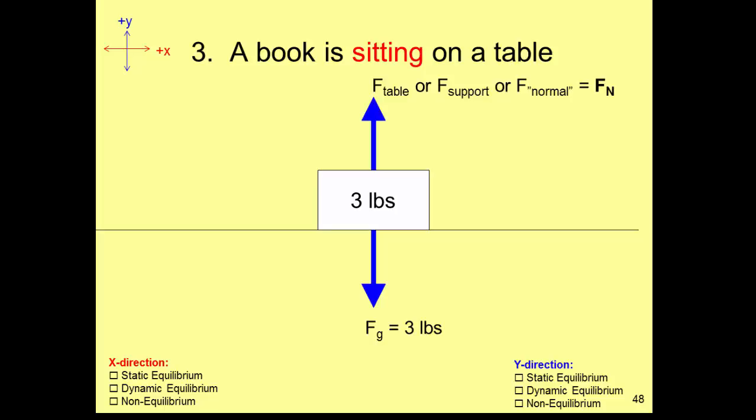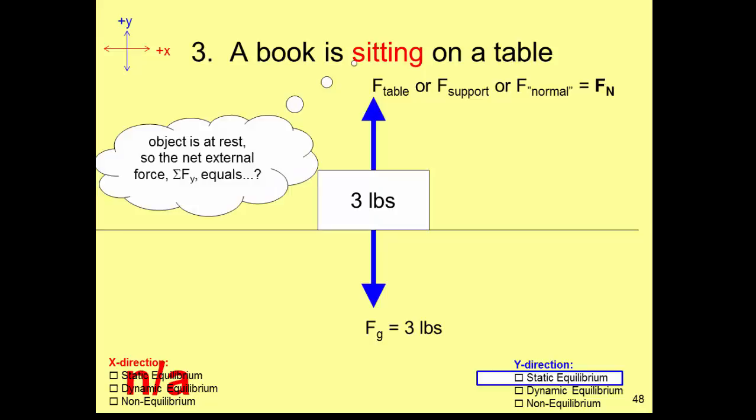And what do we have going upward? We have the table pushing back upward. Sometimes this force will also be called a support force, or sometimes, and more frequently, what we'll be using is a normal force. We call that Fn. And we'll explain in a minute what normal force means. So in the x direction, we have nothing happening. In the y direction, nothing is moving. The object's not going through the table, and it's not flying up into the air, so that's static equilibrium.